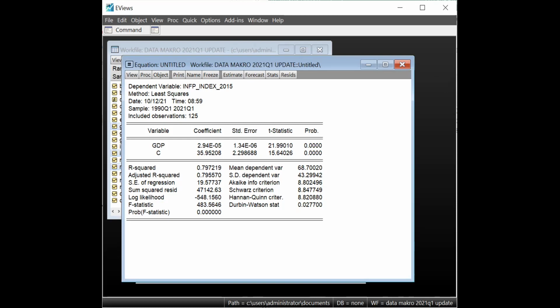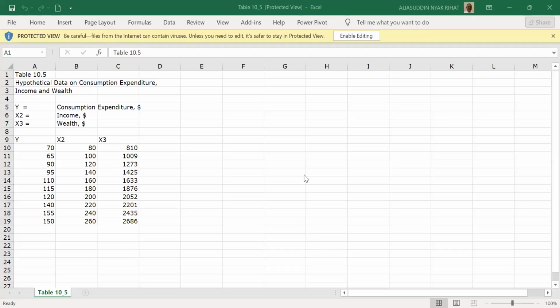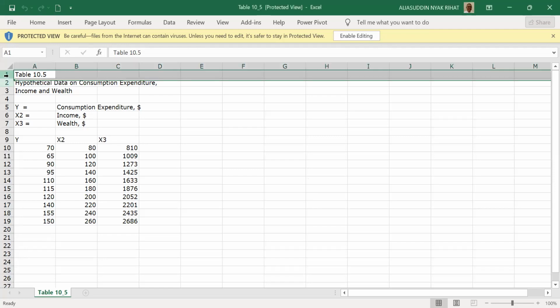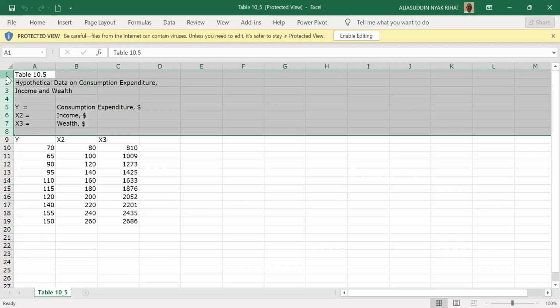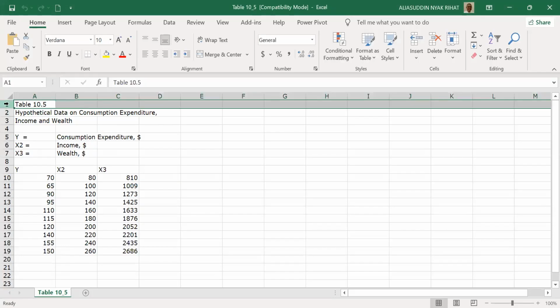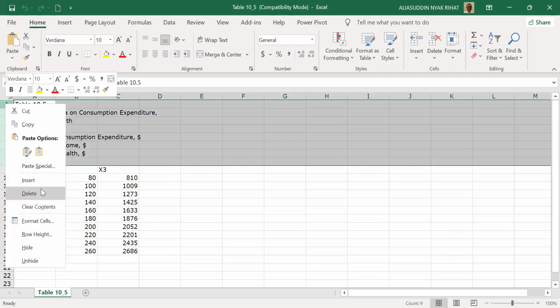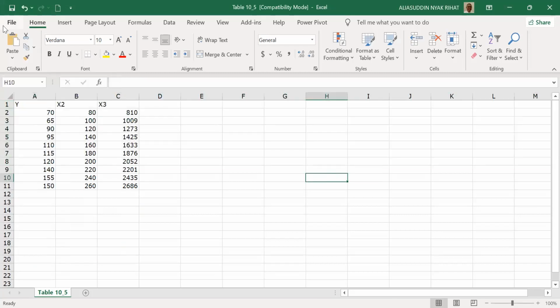Now we run again with the sample from Gujarati here. I will show you this one. This one, the sample from Gujarati, table 10.5. Now I make some modification here. Sorry. Enable it. And then we delete this. Okay, we save here.